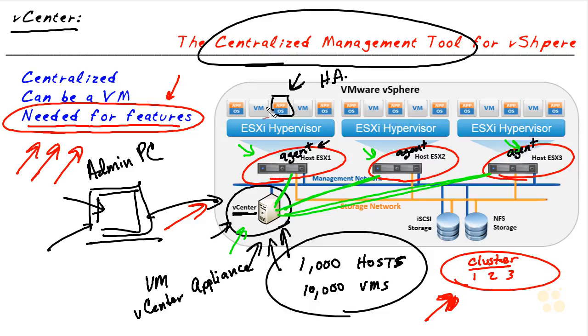Another example would be high availability. And as I mentioned, if we're running the vCenter appliance as a VM, we'd want to configure high availability for that VM so that if we lost a single ESXi host, one of the other ESXi hosts in that cluster could restart that VM so we could continue to use vCenter for central management of our ESXi hosts.